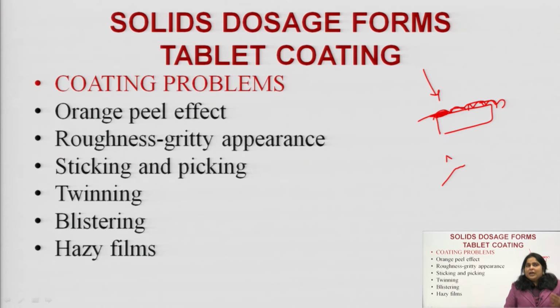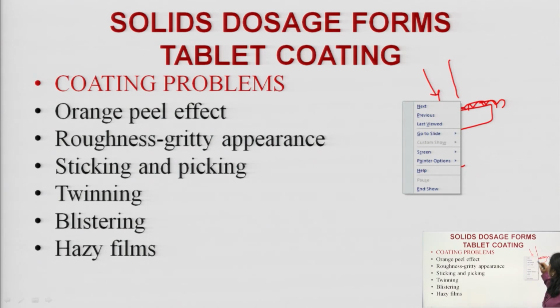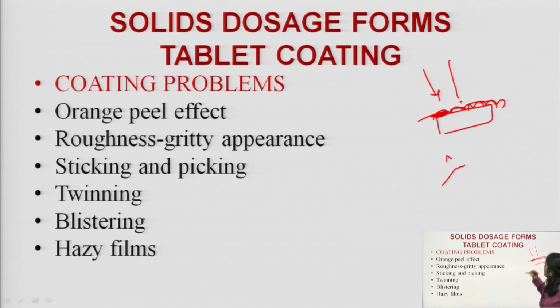Then if the droplet of coating solution is dried before reaching the surface of the tablet bed, then when it reaches, it will be a simple drop, it will be a simple dot of the polymer. So, the tablet will have gritty appearance if the coating solution is dried in between before reaching the tablet surface. So, ultimately it will give roughness or gritty appearance.